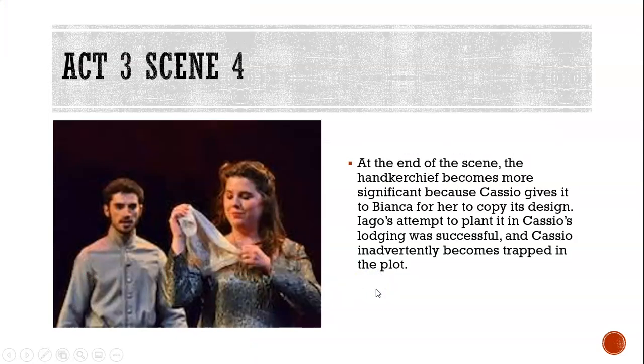And so at the end of the scene, the handkerchief is becoming even more significant because Cassio is going to give it to Bianca for her to copy its design. Iago's attempt to plant it in Cassio's lodging has been successful, and Cassio inadvertently becomes trapped in the plot as well. And that's really Act 3. It's a lot of action. It's a lot of movement. We see the symbol of the handkerchief coming to fruition, and we see it's really the turning point for Othello. It's where Othello has really become rooted in jealousy, and he's probably not going to be able to bounce back from it.